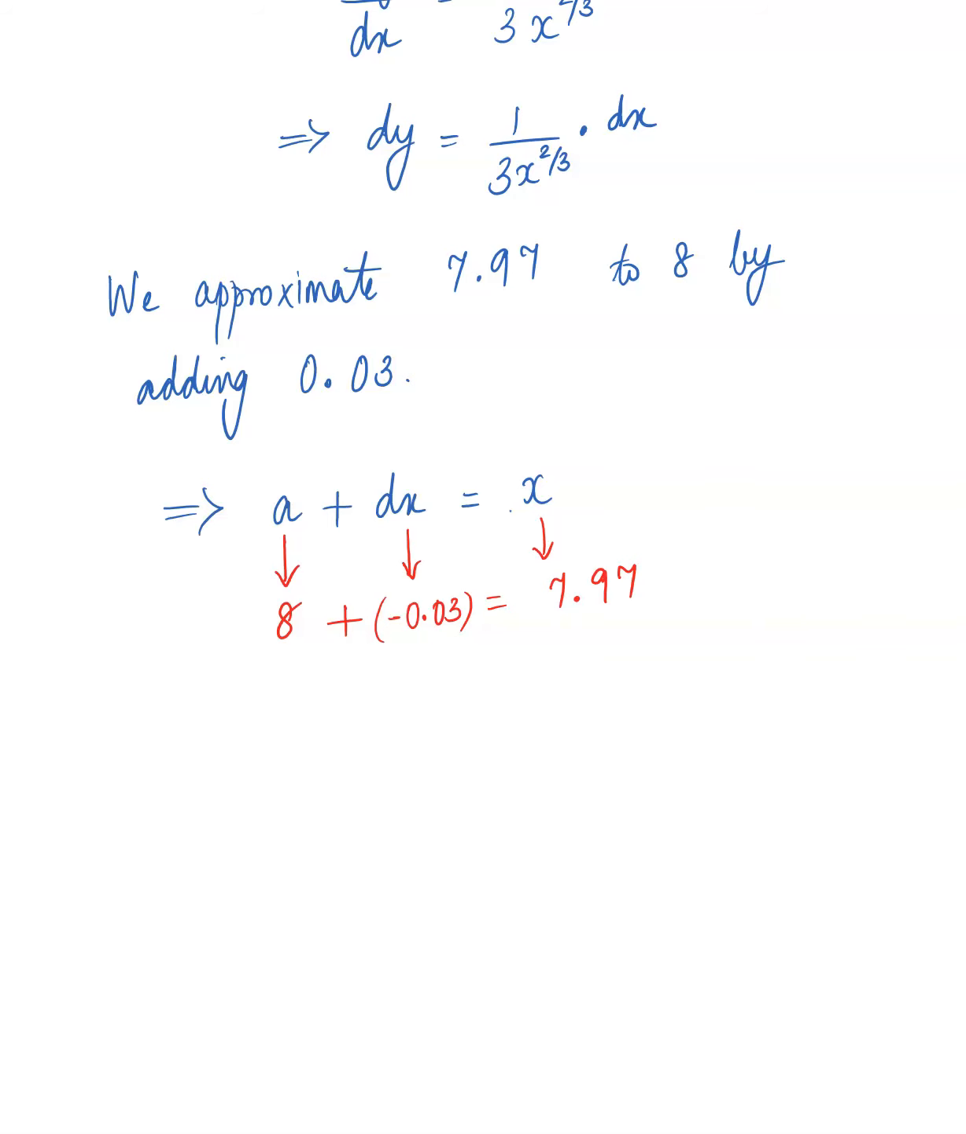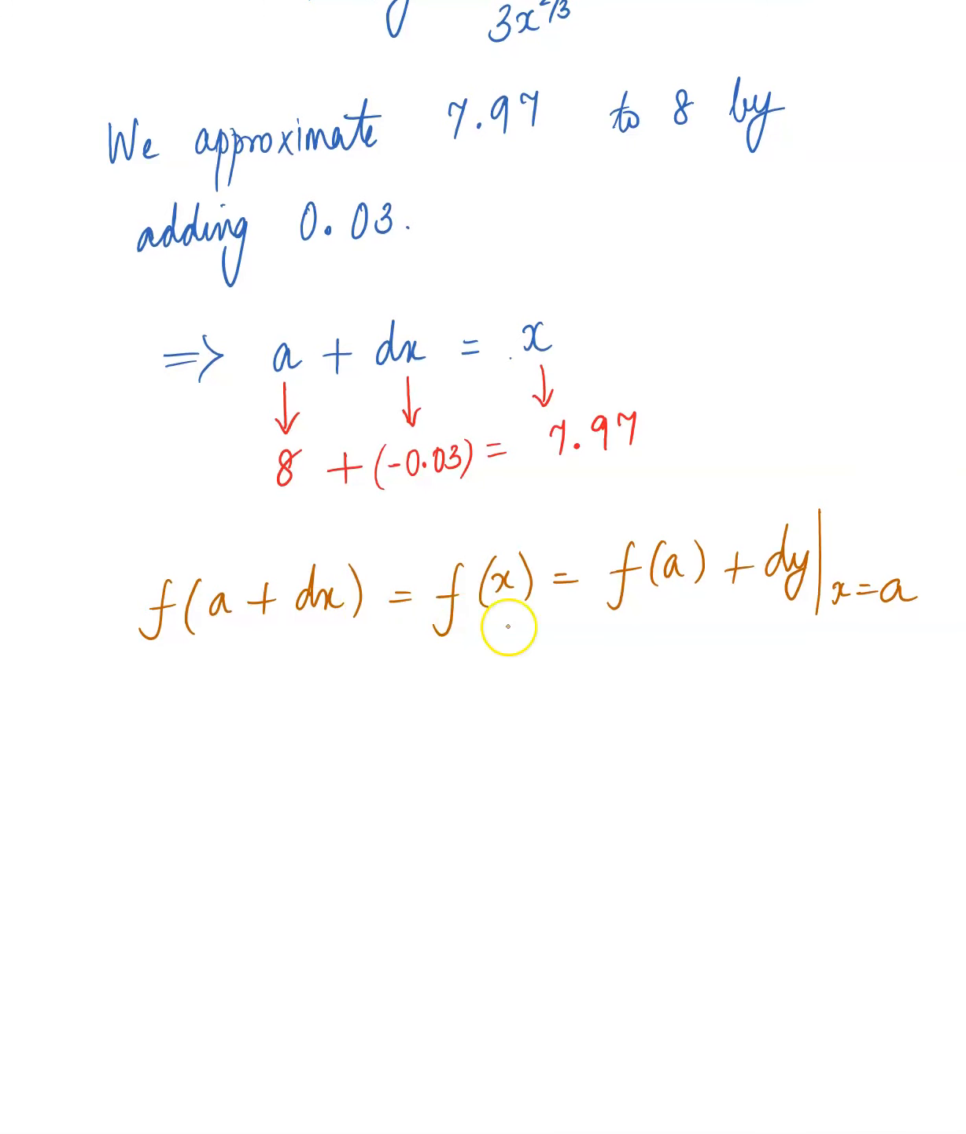So using this information, and of course the estimation, f of a plus dx is given to be f of x, which is f of a plus dy, of course at x equals a. The function f of x is f of a plus dx, which is given to us by the differential estimation formula, that is f of a plus dy. Now let's plug them all in.